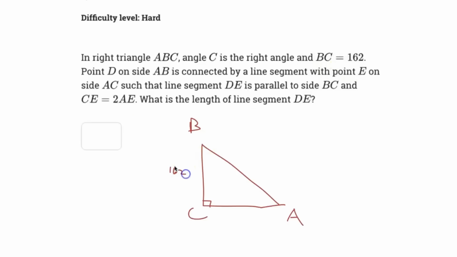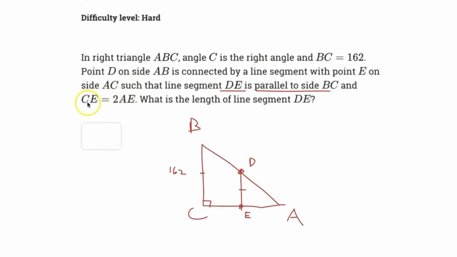Let's label that. And point D on side AB, so on AB there is a point D, is connected by a line segment with point E on side AC. So on AC there's a point E. They are connected by a line segment. And it says that this line segment DE is parallel to the side BC. So DE here is parallel to the side of BC.